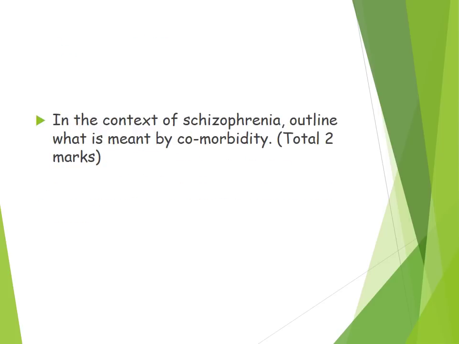So if we look at an example question that there has been, in the context of schizophrenia, outline what is meant by comorbidity. So you'd talk about the idea that that refers to the extent that two or more conditions co-occur. So having another disease or disorder alongside schizophrenia, for example, substance abuse and depression.